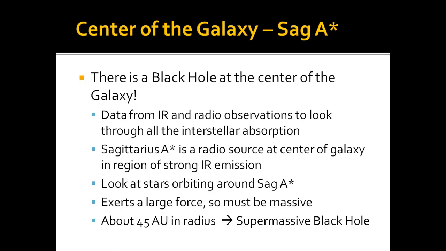And all it really is, it's a radio source at the center of our galaxy emitting in the infrared and the X-ray. And what scientists have finally concluded is that this region is actually a supermassive black hole at the center of our galaxy, with a mass of about 4 times 10 to the 6 solar masses. Okay, so this region exerts a very large force on the material around it. In fact, it's about 45 astronomical units in radius.